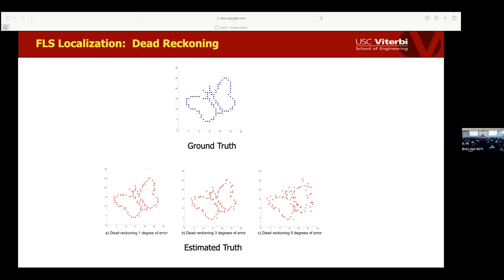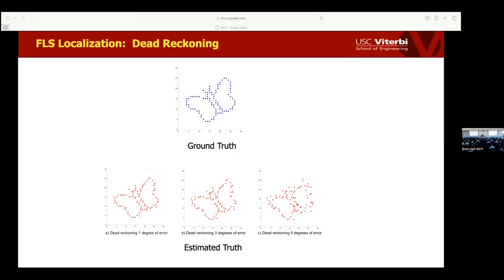It has some 97 points. If you're counting those points, then you can stop counting. It's 97 points. And below you're seeing the estimated truth based on dead reckoning, where the dispatcher is at the origin. So FLSs are being deployed from the 0-0 coordinate. And you're looking at different amounts of error: 1 degree, 3 degrees, and 5 degrees of error. And if you notice, the side of the butterfly wing that is closest to the origin is more accurate than the other wing of the butterfly.